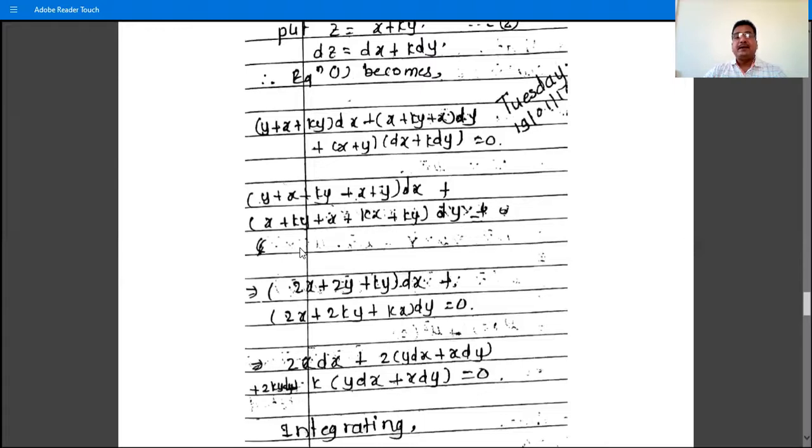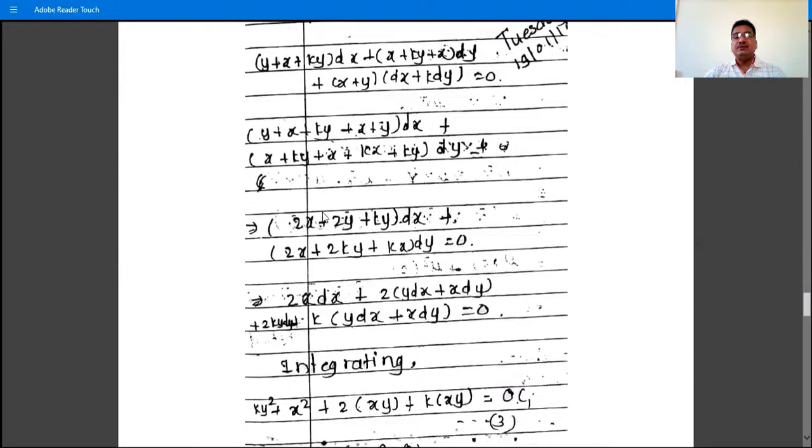Okay, and then after simplification we have (2x plus 2y plus ky) dx plus (2x plus 2ky plus kx) dy is equal to 0. So this is the differential equation. This is a function of x, y, and k. This is a function of x, y, and k.